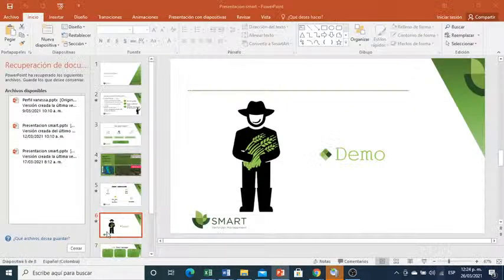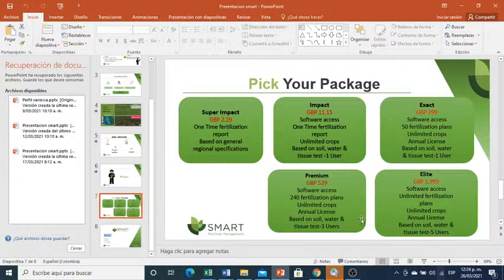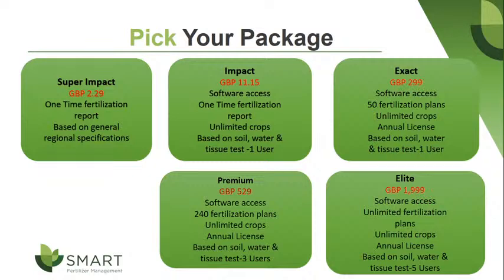So now I just want to show you the licenses that we have. We have our Impact license, that is just for one fertilization plan. So you will have just one crop and you can use it one time. The Expert has 50 fertilization plans, and we have the Premium with 240 fertilization plans and 3 users, and Elite, that is with unlimited fertilization plans, and we have 5 users.